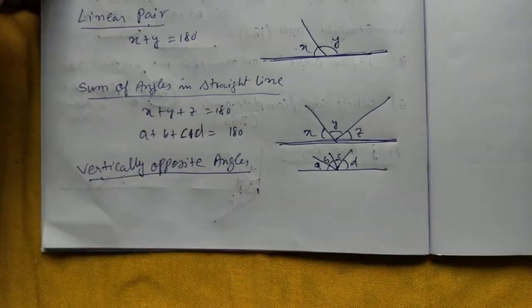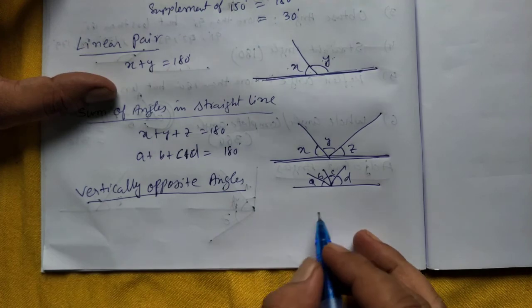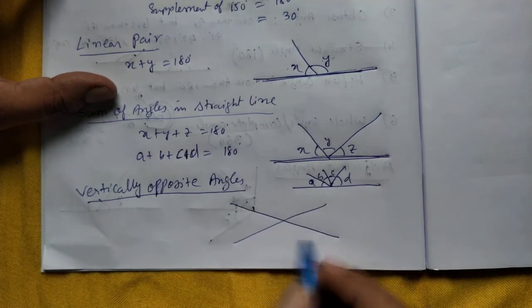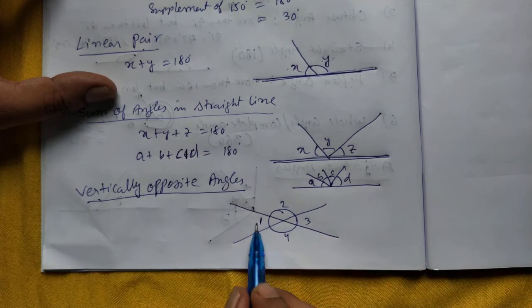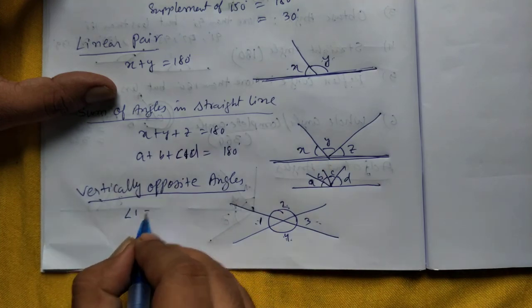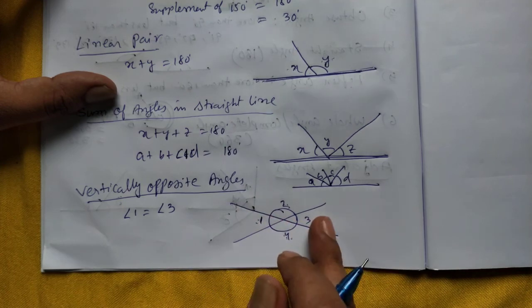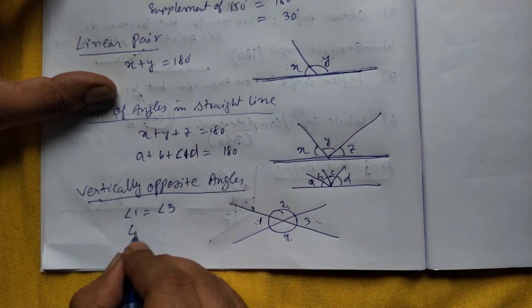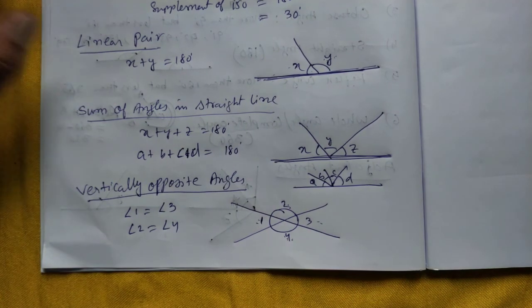Let's go to vertically opposite angle. You'll be doing theorem on this also. Suppose two lines intersect. We get four angle. See, one angle, two angle, three angle, four angle. These opposite angles are always equal. These opposite angles are called vertically opposite angle. Angle 1 and angle 3 are vertically opposite, and they are always equal. Angle 2 and angle 4 are vertically opposite angle, and they will be always equal.